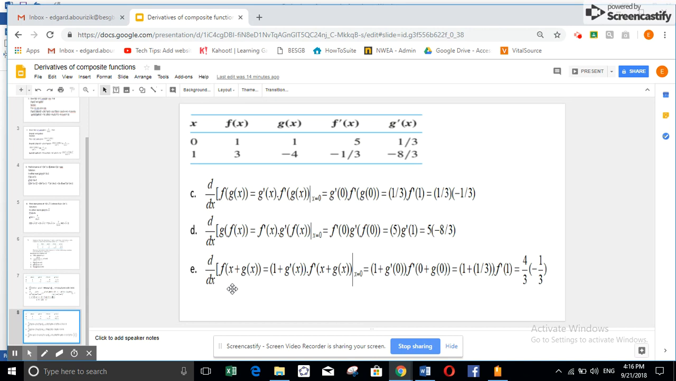Here comes the derivative of a composite, f of x plus g of x. I do the derivative of the inside: the derivative of x is 1, plus g prime, times f prime, and I write this again at x is 0. I replace x by 0, as you can see here, here, and here. g prime of 0 is 1 over 3. And g(0) is 1. So I have f prime of 1, and f prime of 1 is minus 1 over 3.